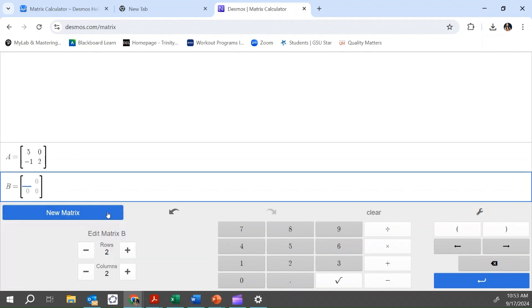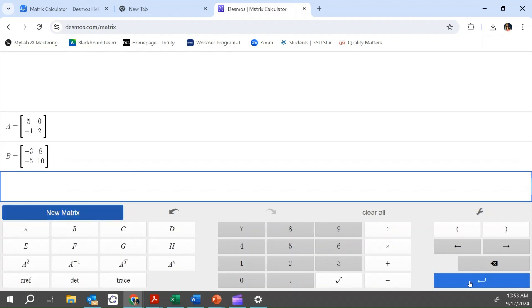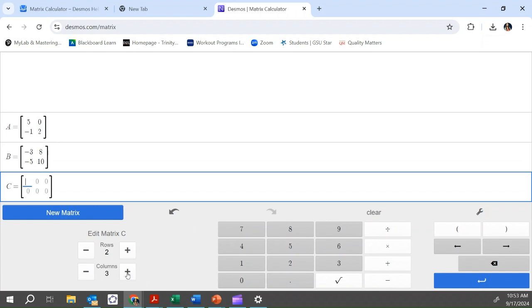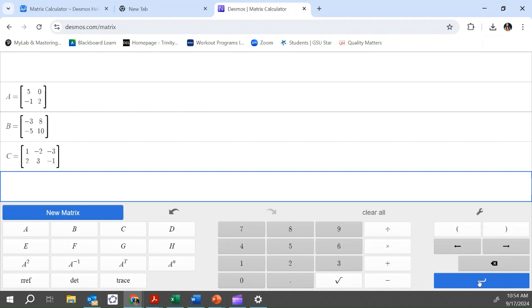Matrix B is -3, 8, -5, and 10. And then for C, I need to add a column here so that I can enter my numbers 1, -2, -3, 2, 3, and -1. So my matrices are there. And then anything I want to perform, I can just use all the extra little buttons here.